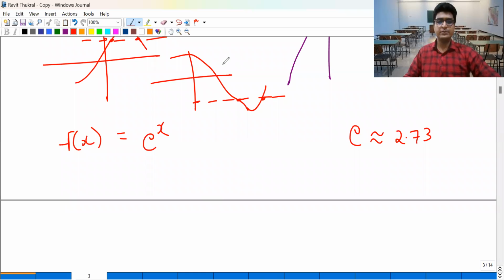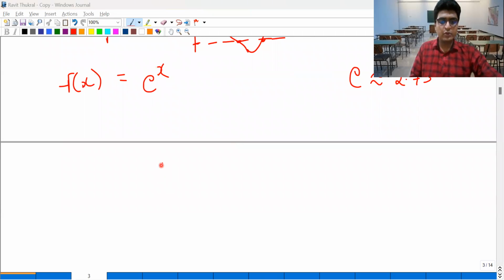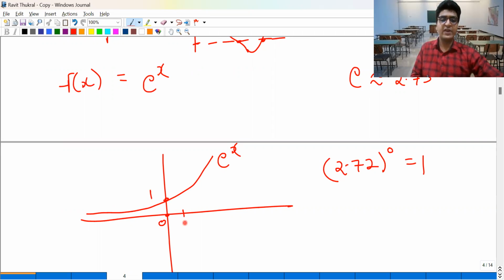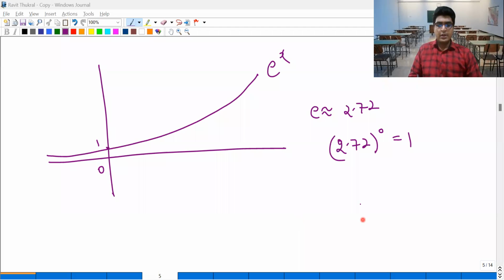So we have this function, e to the power x, whose graph looks like this. Here we have 0, so you should get approximately 2.72 to the power 0, which is equal to 1. So this point is 1. When we have 1 here, it is e to the power 1, so we'll have e here, and so on. So basically this function is strictly increasing, right?